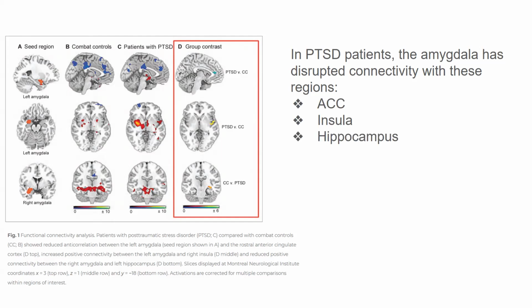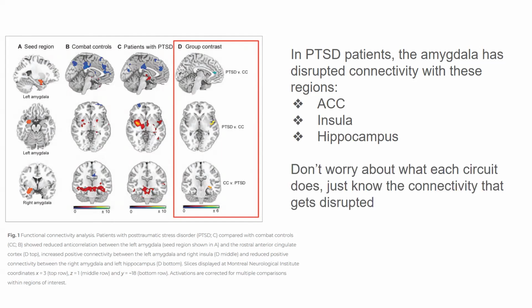Researchers believe that dysregulation of these connections is a main part of the symptoms we see in PTSD patients. So just know that the circuitry between the amygdala and these regions is dysregulated in PTSD patients, and MDMA and psilocybin are thought to repair these circuits. Don't worry about what each circuit does, just know the connectivity or circuitry changes that happen.